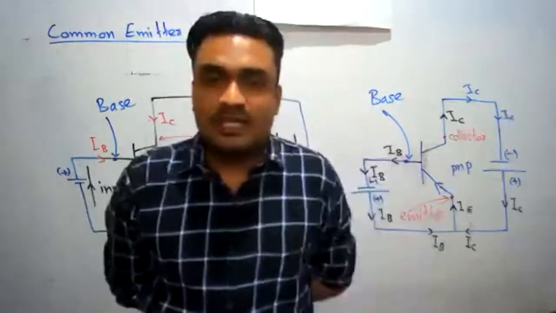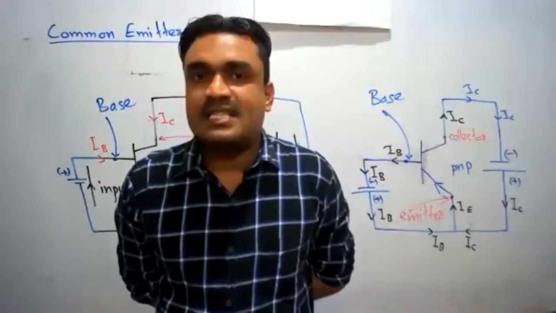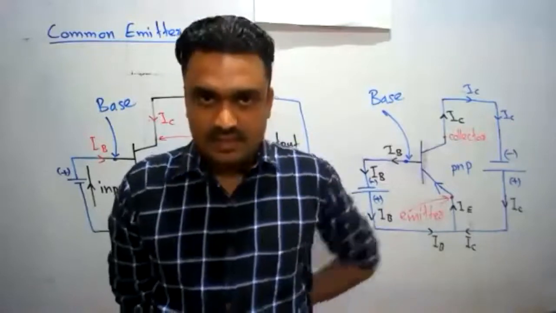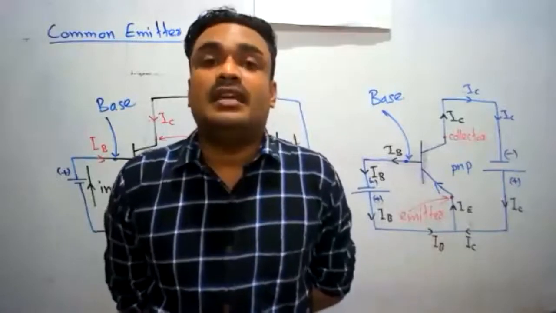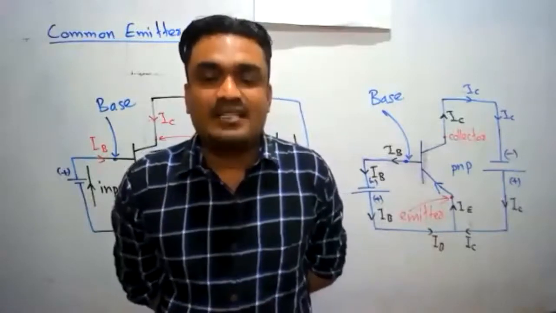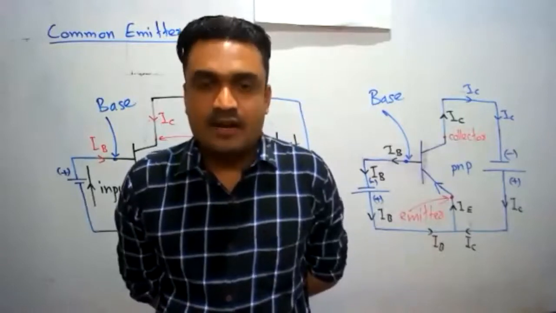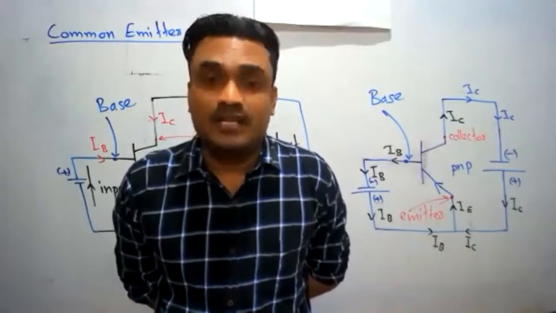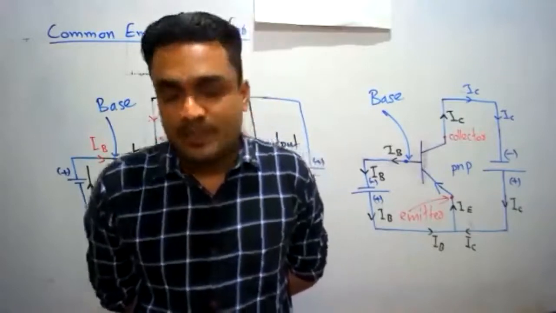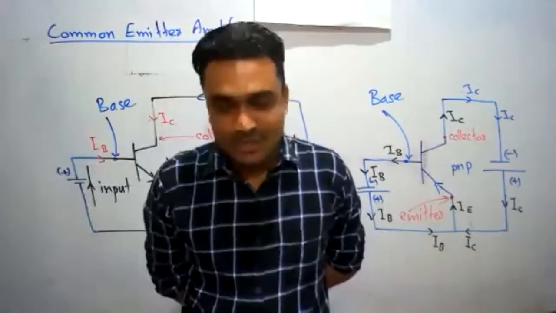Number two, it has the maximum current gain. So current gain is maximum in common emitter configuration. I'll explain what the voltage gain is, I'll explain what the current gain is, you just write them now.